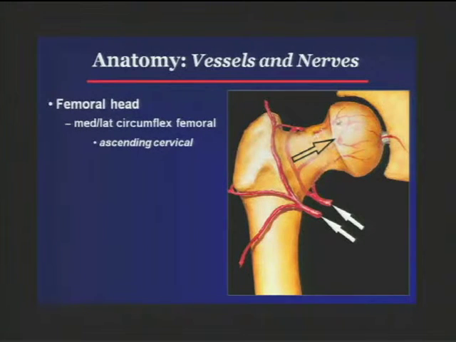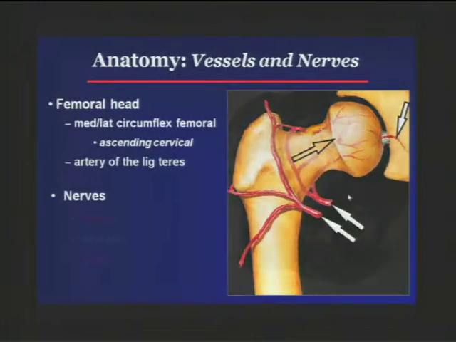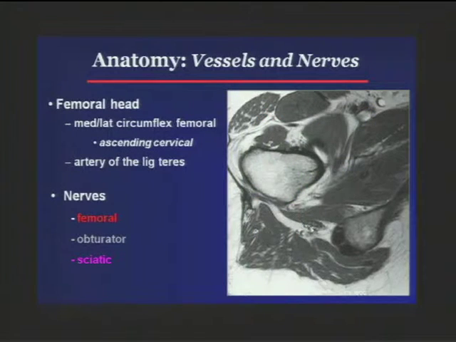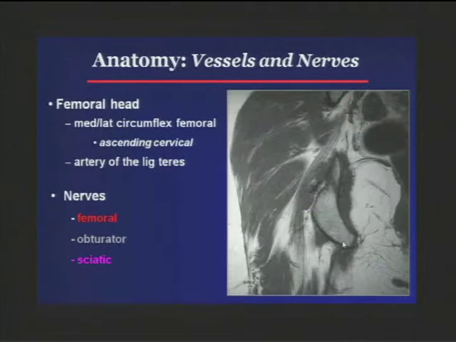You remember that these go in an ascending pattern to usually serve most of the head, with a very small amount coming through the artery of the ligamentum teres. The three nerves are going to be the femoral nerve, shown here, the obturator nerve, which I don't usually look at, and then the sciatic nerve running right next to the common hamstring tendon coming off the ischium.